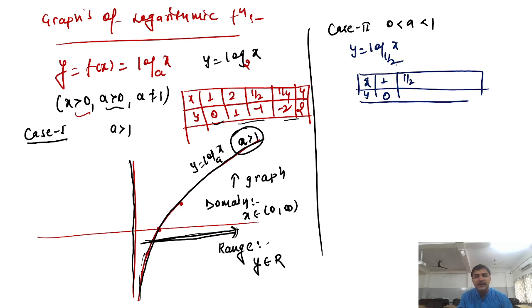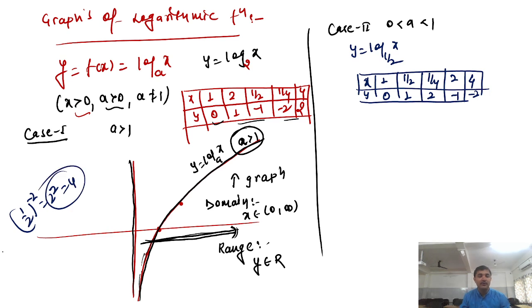Log of half base half is 1. If I have 1 by 4, 2. If I have 2, which power on half will I apply so that I get 2? Minus 1. Which power on half will I apply so that we get 4? Minus 2, or half power minus 2. We can write it as 2 power 2, which is nothing but equal to 4. You people are very much aware of this. Basic power and surds you people are able to solve, right? Yes, this is what we are doing.